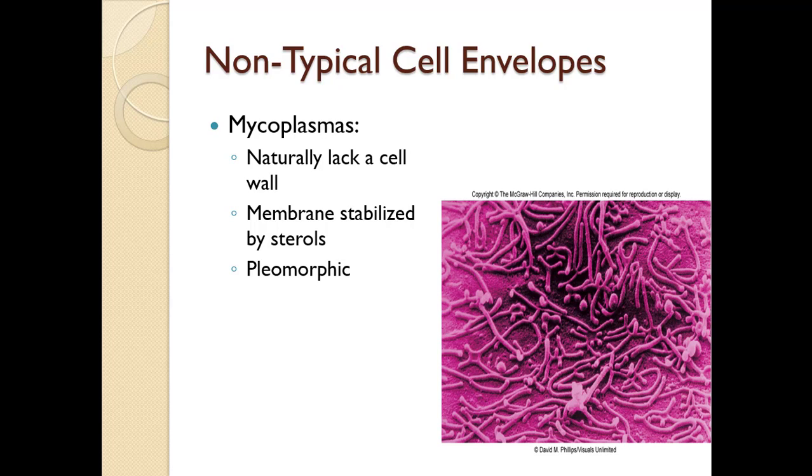Some non-typical cell envelopes are mycoplasmas. They naturally lack a cell wall. Membrane is stabilized by sterols, and they're pleomorphic. And I believe one of the examples of these is tuberculosis. This is a bacteria that tends to hide in our macrophages, and it's very difficult for us to get rid of. It tends to manifest itself and then hide again, and manifest itself and hide again, and that's why it's so difficult for us to get rid of.